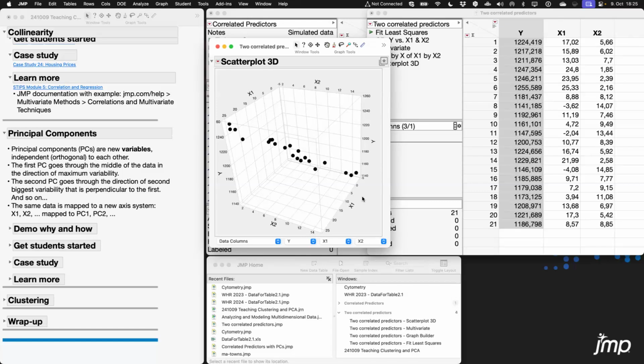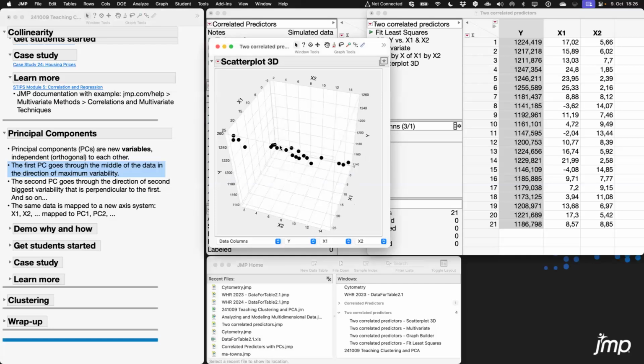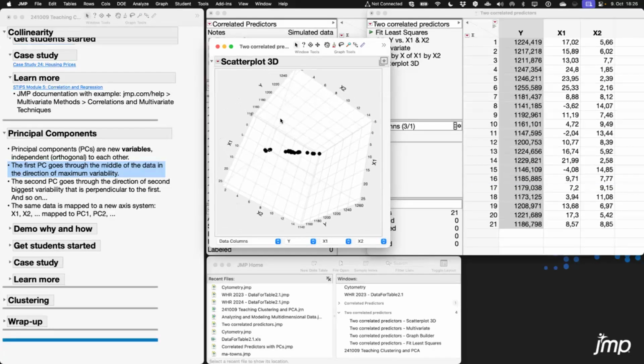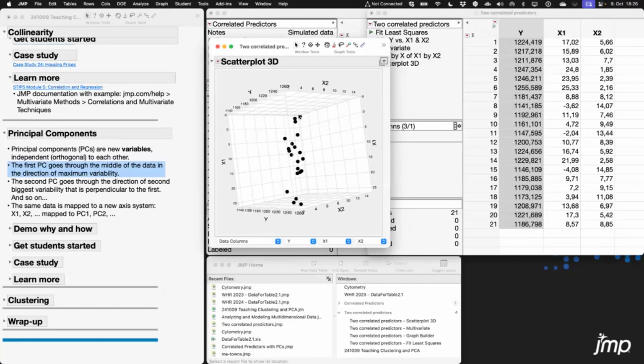So what can we do? We map this data to a new axis system, and these are our principal components. These are new variables, new axes. The first principal component goes in the direction where we see the highest variability in our data. This is really clear in this low-dimensional example here. We see where everything happens along this line, so that would be our first principal component. The second would take the second place, biggest variability, but perpendicular to the first principal component. And so on. If we have more than two variables, we can have more and more principal components.